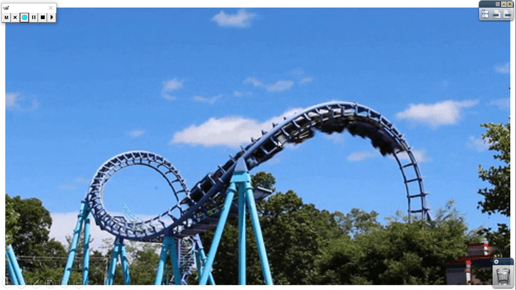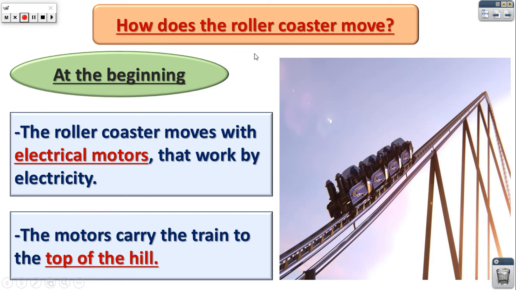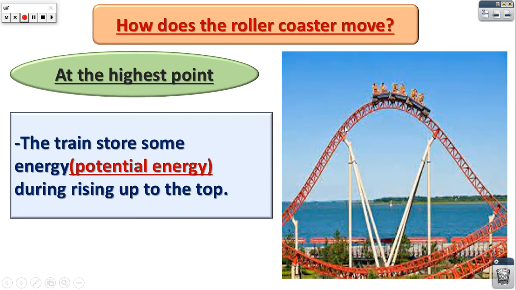Let's talk about the roller coaster. How does the roller coaster move? At the beginning, the roller coaster moves with electrical motors. These electrical motors carry the train of the roller coaster to the top. So when the train is moving to the top, which type of energy is there? Yes, very good, kinetic energy.